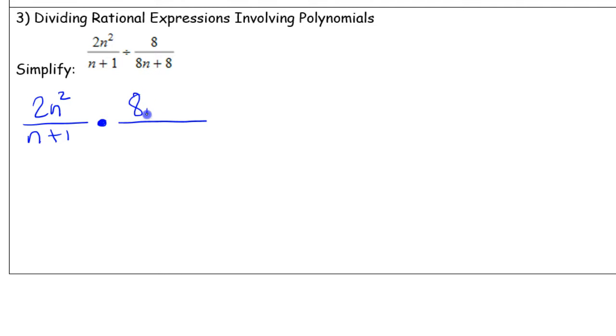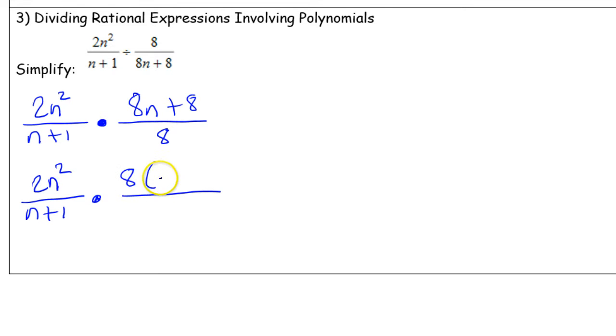So the 8n plus 8 goes in the numerator and the 8 goes in the denominator. Now I'm looking to see if anything will factor. So nothing factors over here, so I just bring down my 2n squared over n plus 1. Now the numerator has a common factor of 8. So I'm going to factor out that 8, and then I've got n plus 1 over 8.